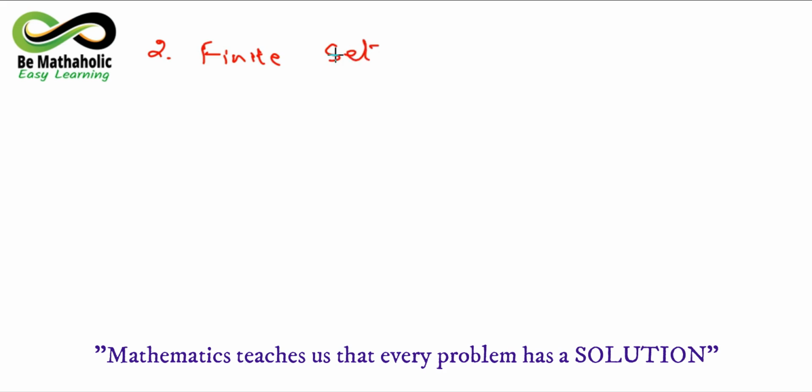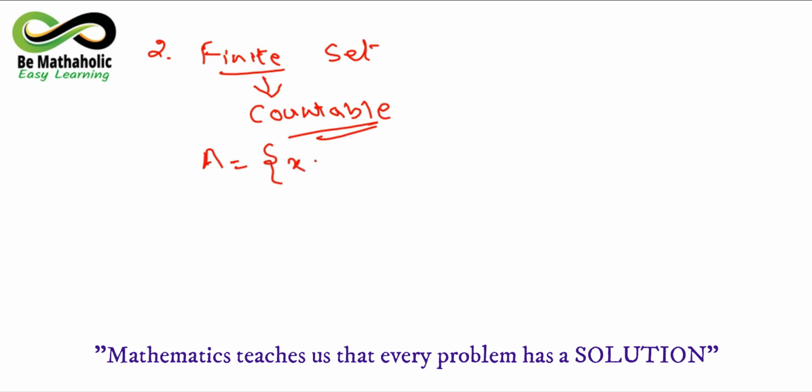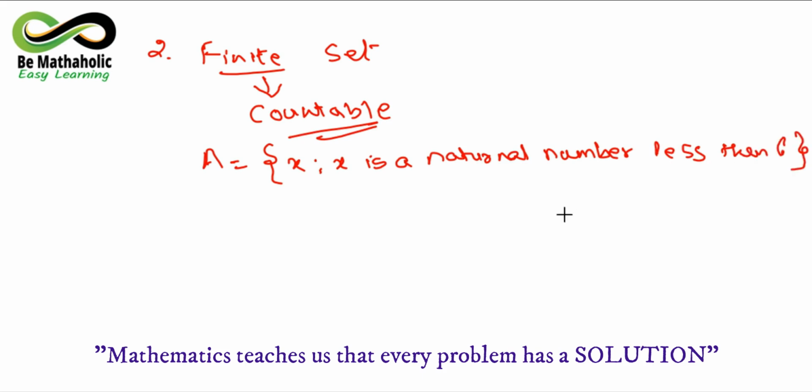Now what do you mean by finite? As the name suggests, finite means, please understand, what is countable. So anything which is countable is considered finite. So I take one example. X is such that x is a natural number less than 6. As you know, x is a natural number less than 6.